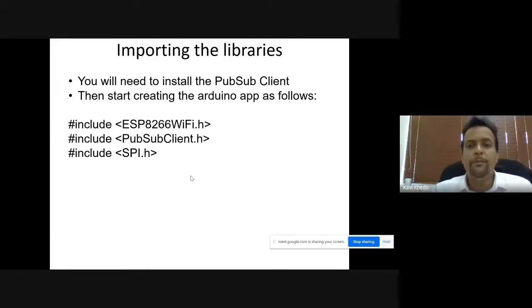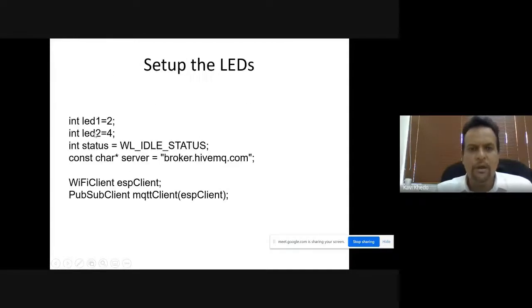Okay, you will need to install the PubSubClient anyway. Just like in the mobile apps, I need to use the publish subscribe client. Here also, you need to use a publish subscribe client. We include those libraries: ESP8266WiFi.h, PubSubClient.h. Then start creating your Arduino app. This is just variables LED1, LED2, if you have two LEDs. You see here, there's a constant server, which is broker.hivemq.com. This is the address that I will need to pass. So recall the variable here is server.